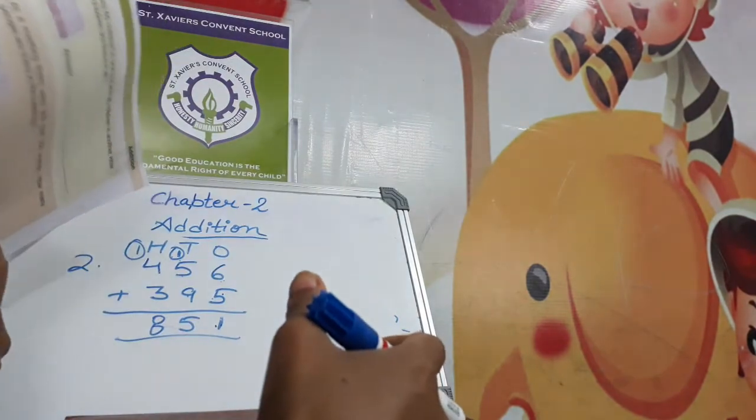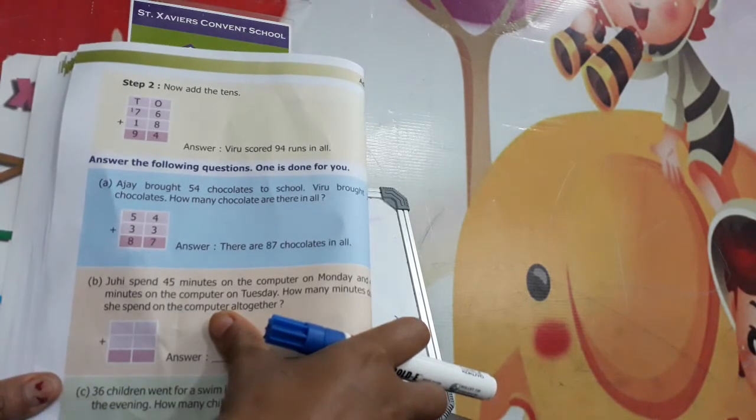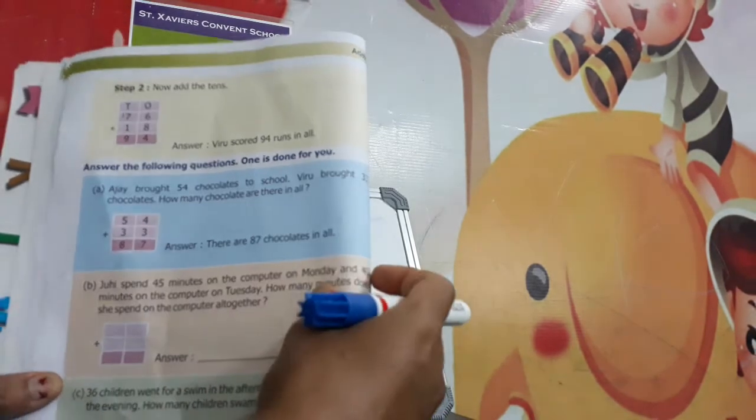Now see here, page number 26, question number B. Juhi spent 45 minutes on the computer on Monday.